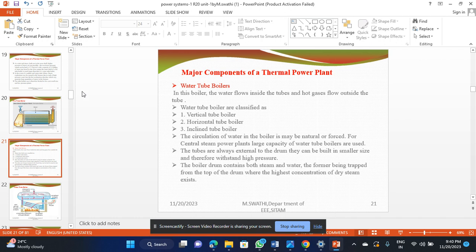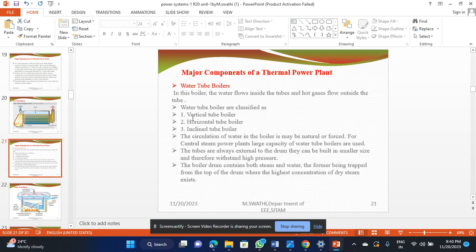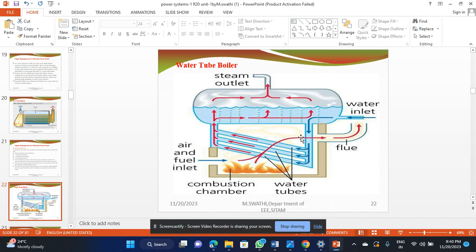So water tube boilers, see the diagram. Here, in a water tube boiler, the main water flows inside the tubes, and the hot gases flow outside of the tubes. If you see the diagram, the water flows inside the tube and the gases flow outside of the tube. There is a separation. So that is the main point.